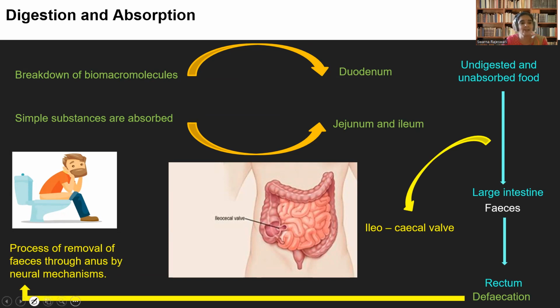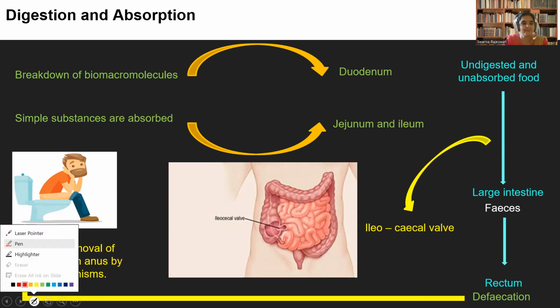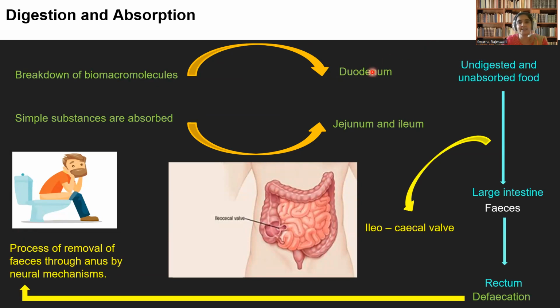The breakdown of the food particles takes place in the duodenum of the small intestine, and absorption of the food particles takes place in the jejunum and the ileum of the small intestine. After absorption, the undigested food is sent into the large intestine, then to the rectum, and it comes out through the anus in the form of defecation.